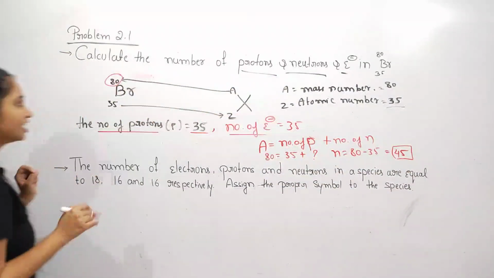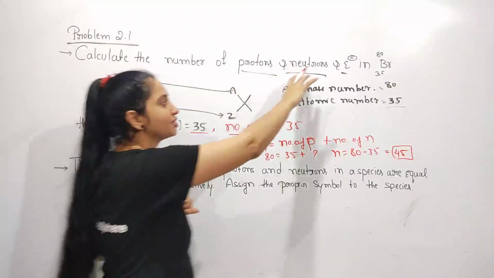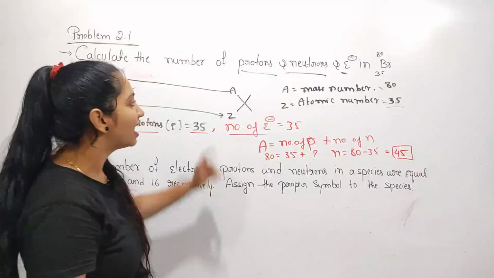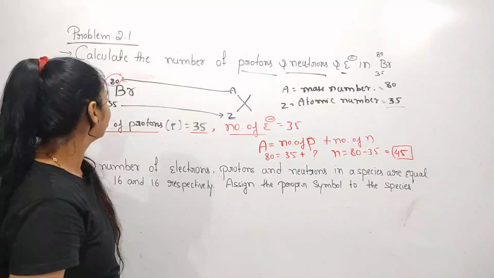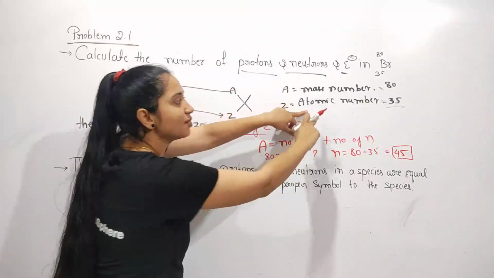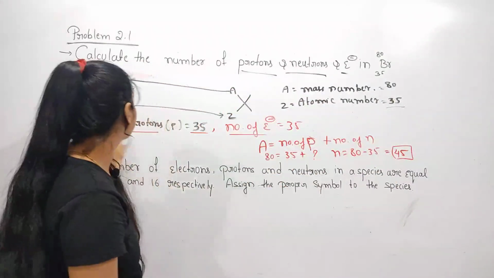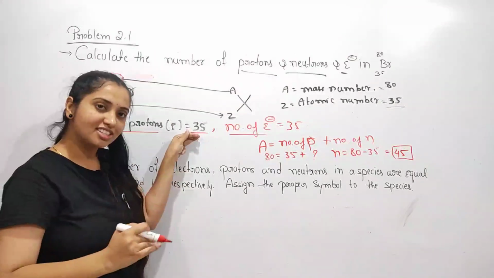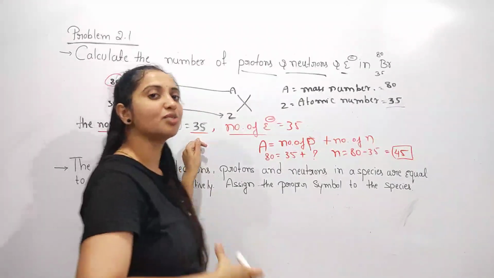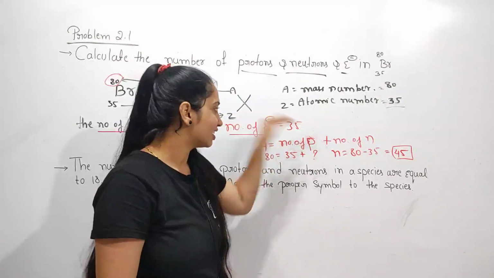Next, what are we asked? Calculate the number of protons, neutrons and electrons. With the help of the question, we find the atomic number. In the neutral system, the atomic number is equal to the number of protons, so the number of protons is 35. In the neutral system, the number of protons is equal to the number of electrons. That's why the number of electrons is 35.